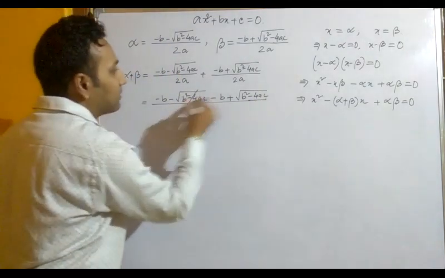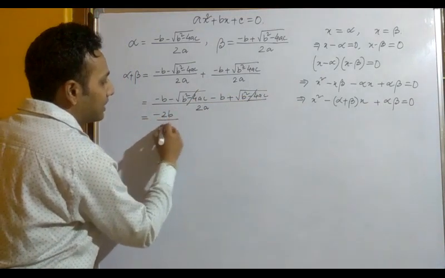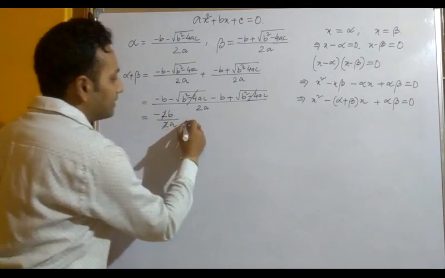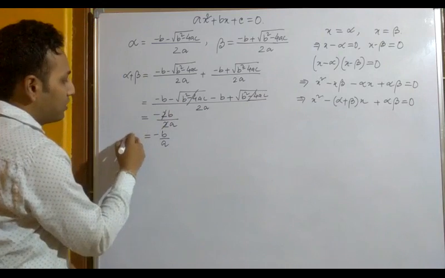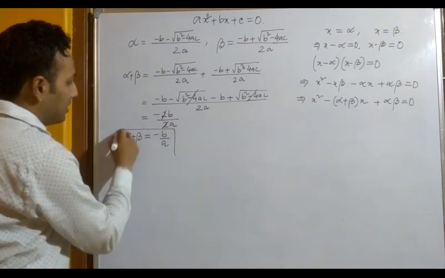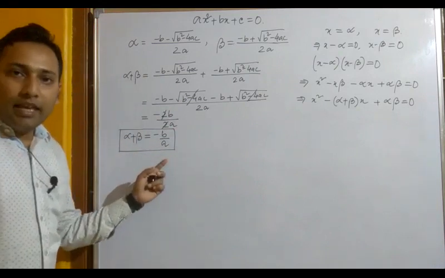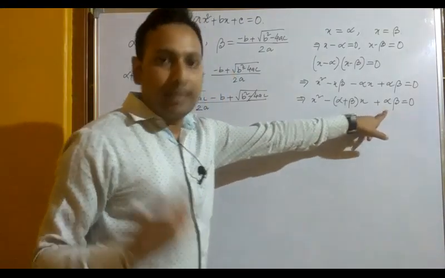Now you see this part will get cancelled. So finally I will get −2b divided by 2a. So this 2 and 2 get cancelled, and the answer is −b by a. So we got α plus β, that is the sum of the roots. The sum of the roots has become −b by a. Now we will find out the product of the roots and check what happens.